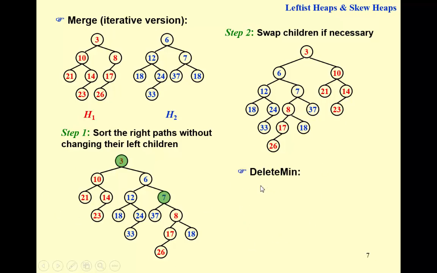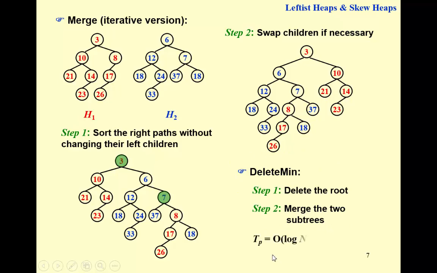And the other function is deletion. It's the delete min function, which is actually quite trivial. If we know how to do merge, delete min means to delete the root, right? After the root is removed, what do we get? We're going to obtain 2 separated leftist heaps, right? And what do we do? Merge them, right? So it's very simple. For delete min, step 1, we just delete the root. Step 2, we just merge the 2 subtrees. And obviously, the time complexity would be log n.